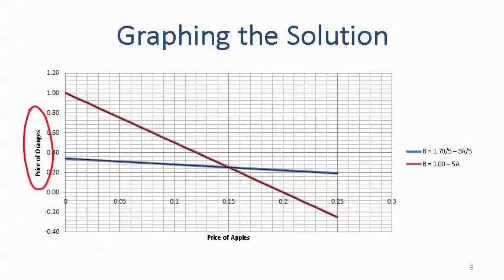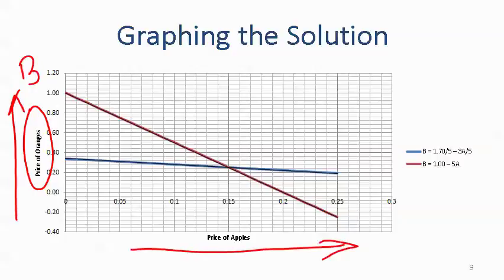On our left margin, we've got b. On our horizontal axis, or x-axis, we have a, and we find the point where the graphs cross. The blue line shows us the first equation, b equals 1.70 divided by 5 minus 3a divided by 5. The red line shows us our second equation, b equals 1 minus 5a. So you can plot each of them, and we find the point of intersection. At the point where they intersect, the first thing we see is that the price of apples is 0.15. And simultaneously, we find that the price of b, which is our oranges, happens to be 0.25. So if you create the graph, you have a pretty straightforward, pretty quick approach to get to the answer.